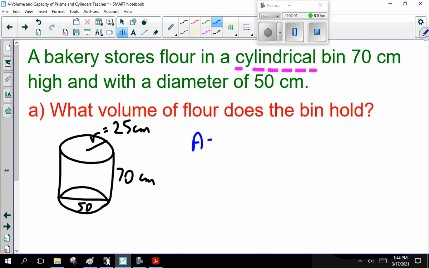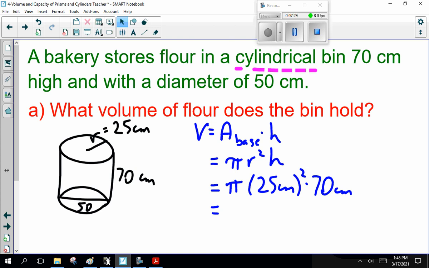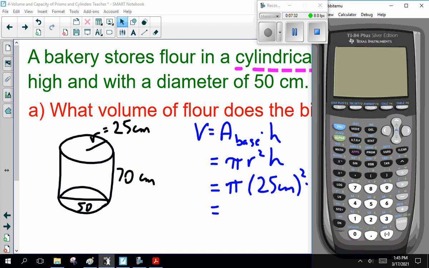Volume is area of the base times height. This is a cylinder. It's a circle, so the formula for area of the circle is pi r squared. Height, so this is pi times 25 centimeters squared times 70 centimeters, and I cannot do that in my head. So I'm going to use a calculator.